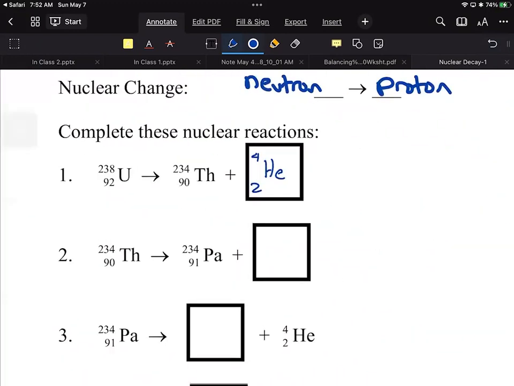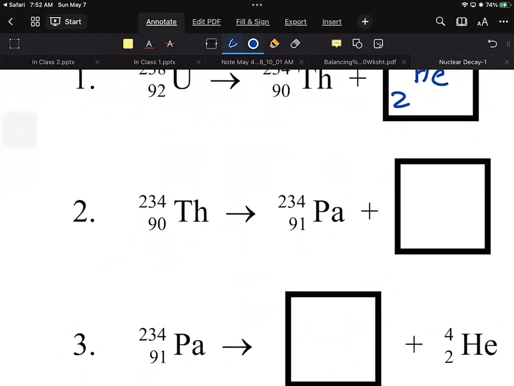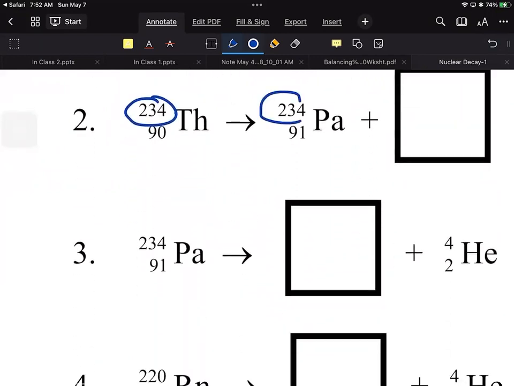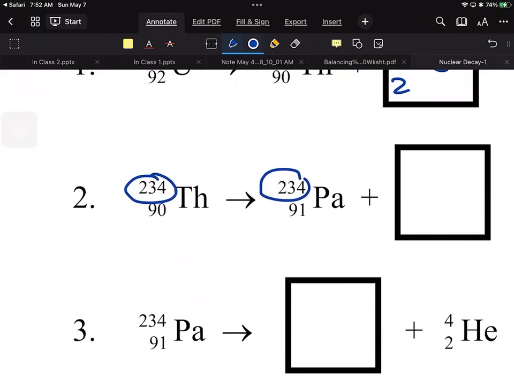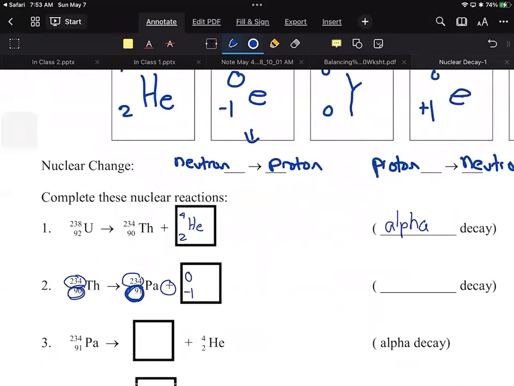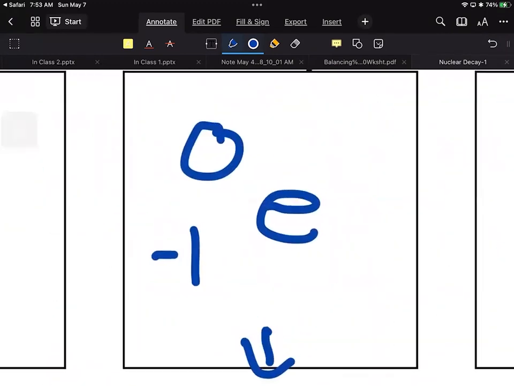All right, the next one. It's 234, 234, right? Nothing's being changed here. But for the bottom number, it goes from 90 to 91. And so 91 plus what equals 90? This will be -1. And the only sign that is -1 is beta decay.